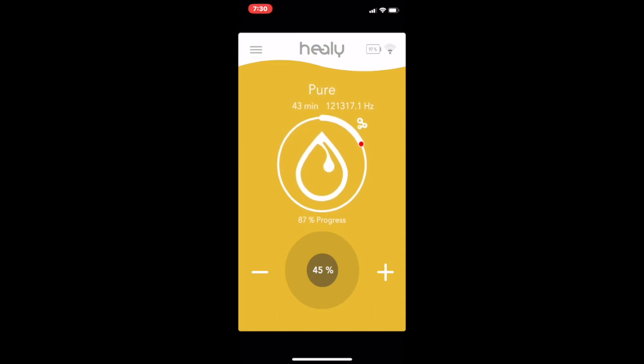At the very bottom is a number in the circle. That is the intensity of the current, 100% being highest. You adjust these with the plus and minus icons.